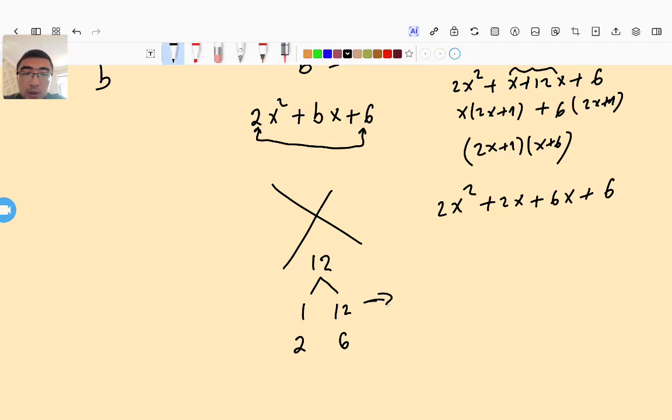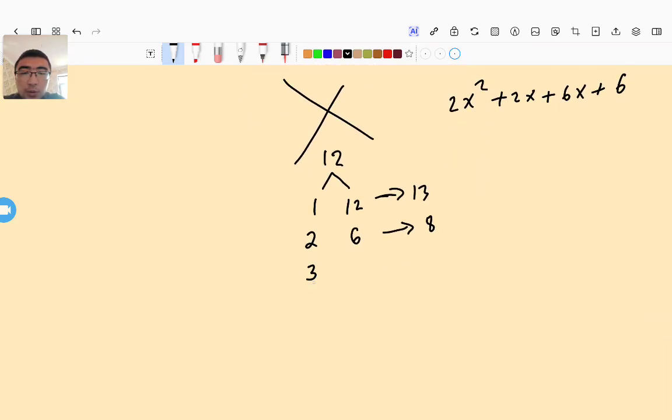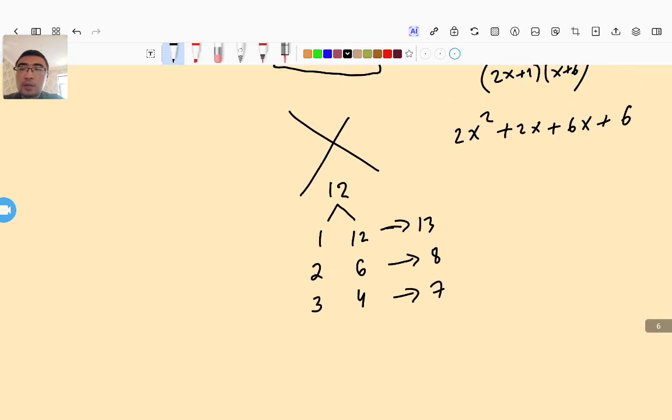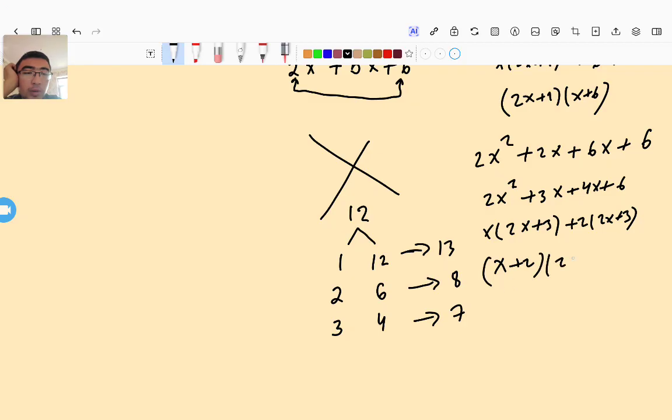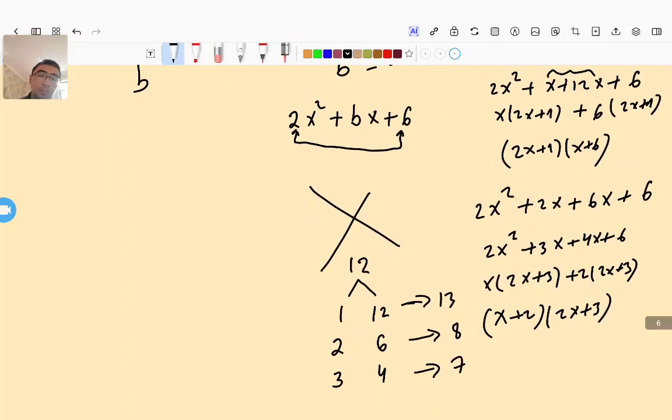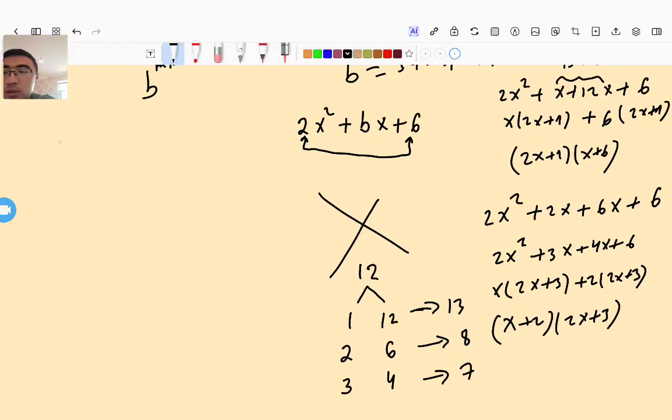The 13 here will be 13, and the 8 here. Also if it's 3 and 4, it will be 7. It is the last option which I can do from the factors. So in this case, the least possible value is 3 plus 4, which is 7. Let's do it: 2x squared plus 3x plus 4x plus 6 is x(2x plus 3) plus 2(2x plus 3). From here, (x plus 2) times (2x plus 3).